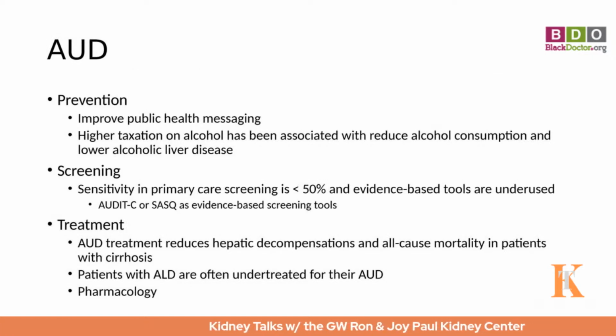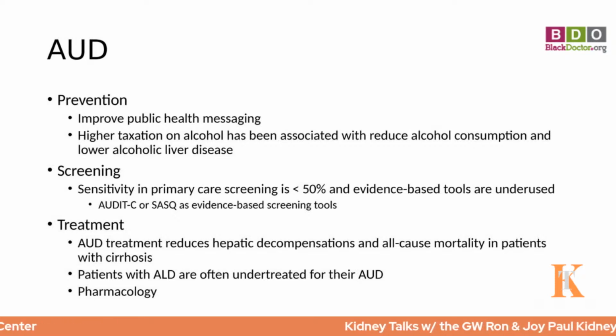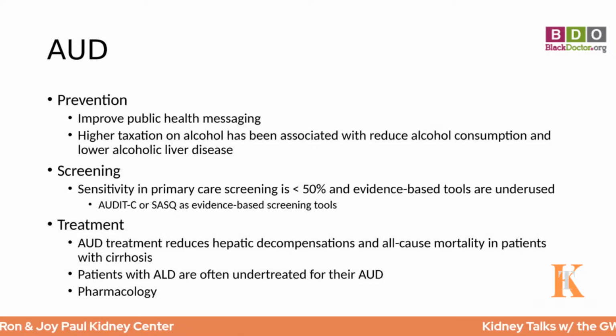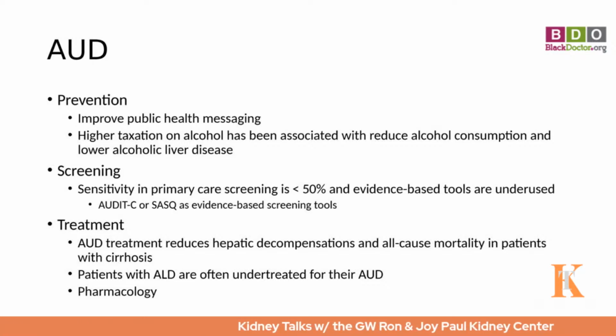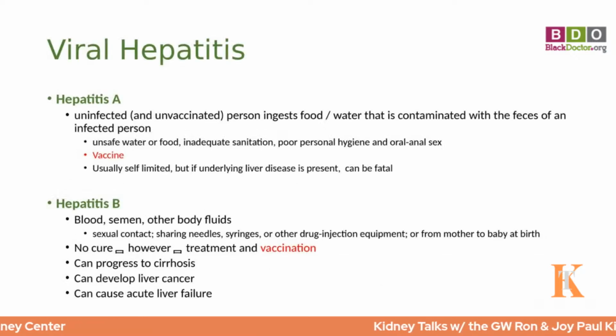So, moving on, for alcohol use disorder to improve, we have to improve our public health messaging. Often people in certain European countries have noticed a reduction of alcohol use disorder and alcoholic liver disease with higher taxation on alcohol. It's important for primary care doctors to screen patients, as they're often the first line here, with different tools to screen for it. And then we need to be better about treating these patients and recognizing it, and not pushing it under the table.